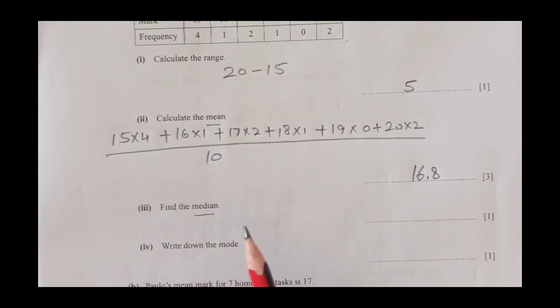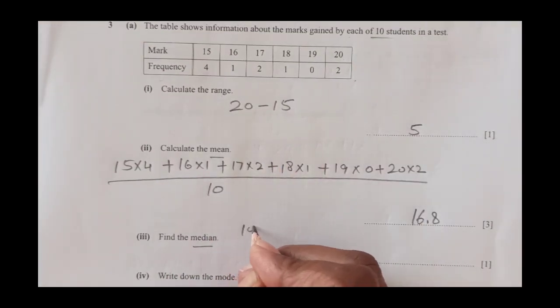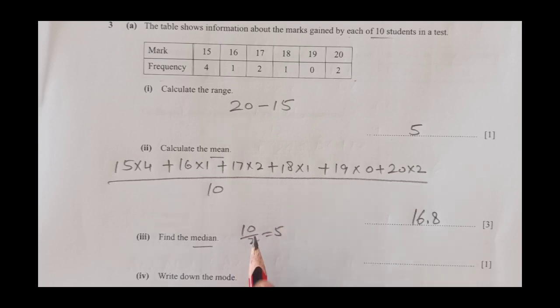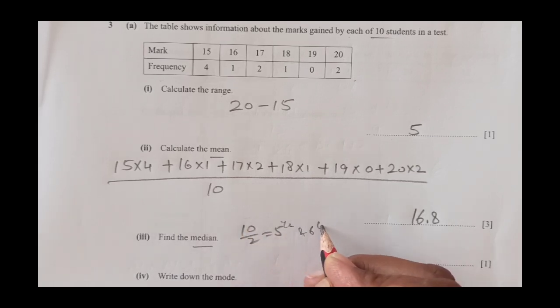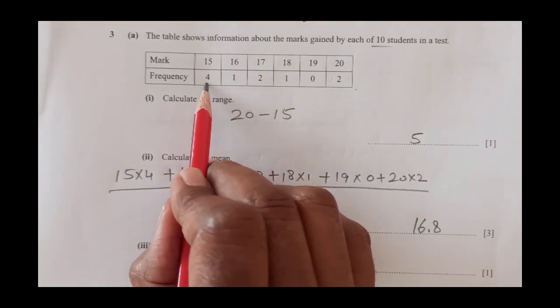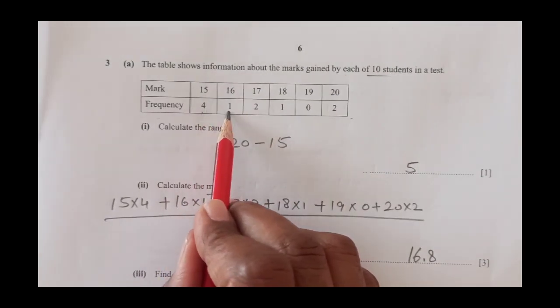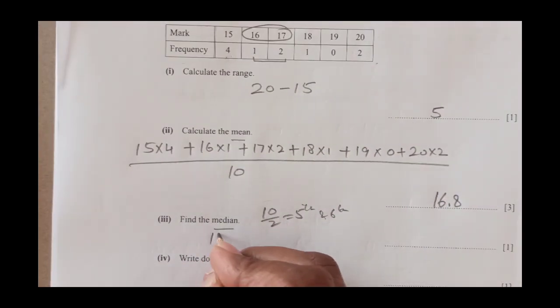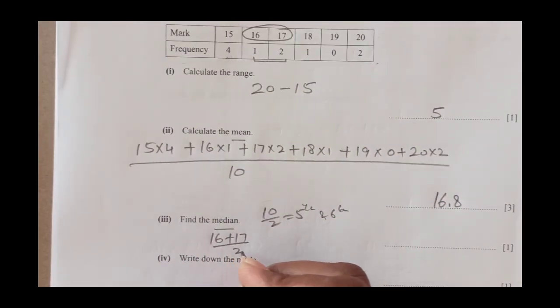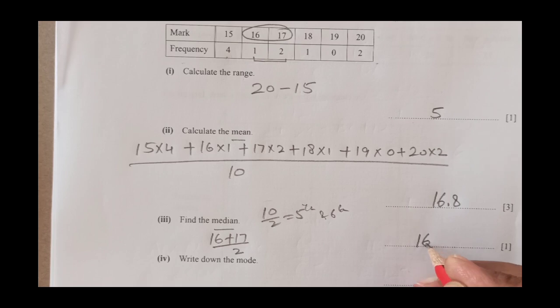Now the median. For the median we take half of 10, that is 5, because this is an even number, so we will take the mean of the 5th and 6th values. Up to 4 we have here, so the 5th value is going to be here and the 6th is going to be here. So we will add these two, 16 plus 17 over 2, which is 16.8.